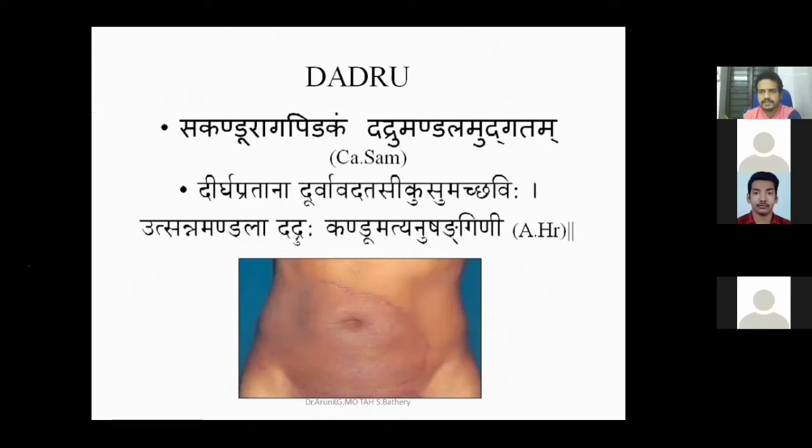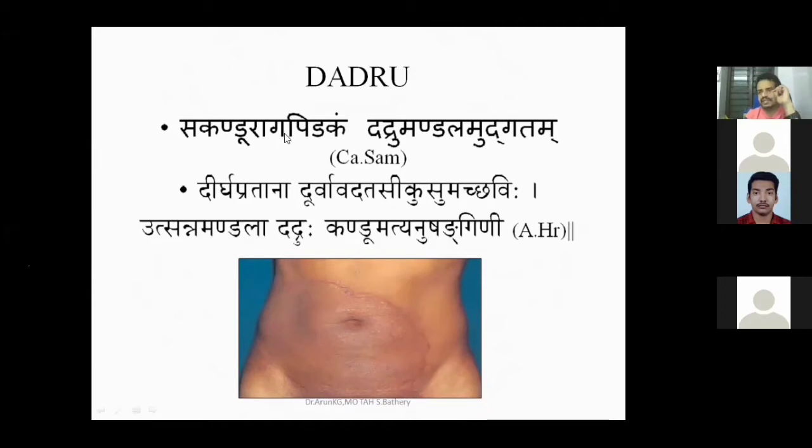In our textbook, Dadru Sakandu Ragapadam, Dadru Mandala Pukadam is mentioned. Also the Pradana Durbava Muchi Usana Mandala Dadru, Kandumadi and Shankani is mentioned. Why I am quoting this here is that when we consider both conditions, we can see that Charakacharya mentioned Dadru as a Kshudra Kushta, whereas Ashtanga and Susruta mentioned it as a Mahakushta. And in the features also, in Charaka it is mentioned as Raga Pedaga, where color is mentioned as reddish.